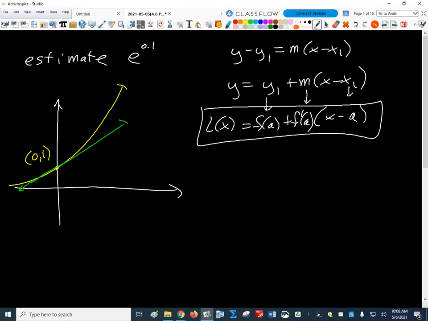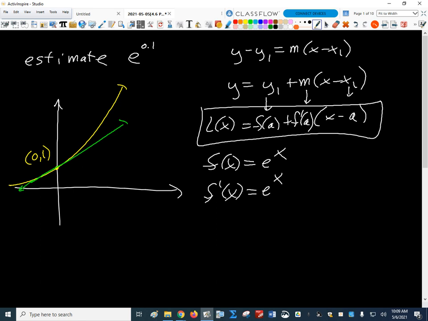The input is 0.1, e to the x, right? We're just plugging in an x value into e to the x. So we've got f of x equals e to the x. Then we can calculate a derivative. What's f prime of x? E to the x.